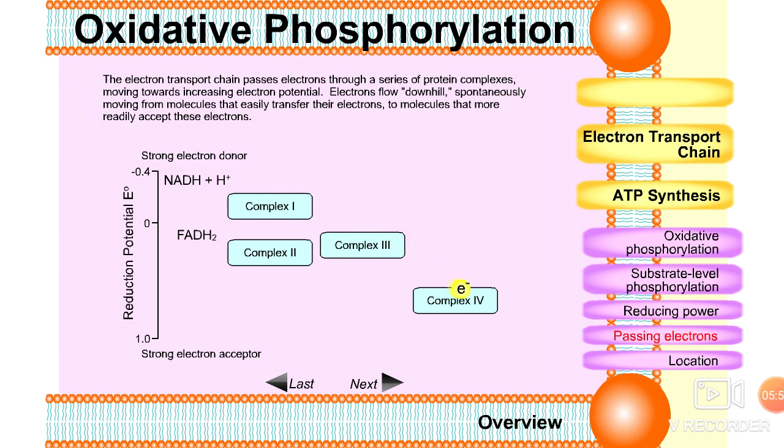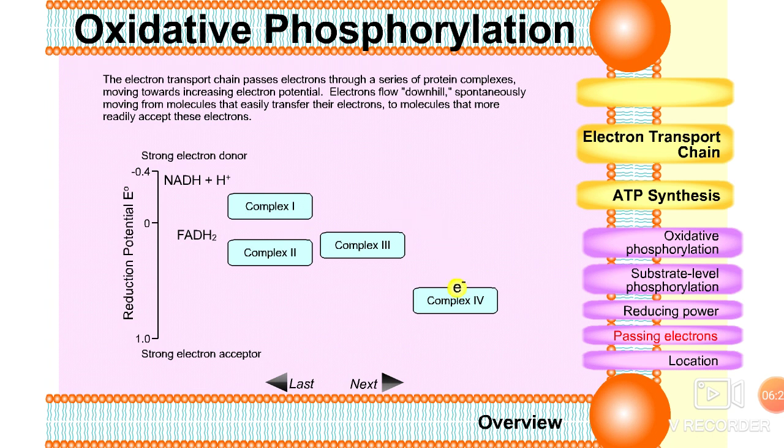If you observe here, NADH plus and FADH2 enter the ETC and are involved in the transport of electrons. The electron transport chain passes electrons through a series of protein complexes moving towards increasing electron potential. Electrons flow downhill spontaneously, moving from molecules that easily transfer their electrons to molecules that more readily accept these electrons.